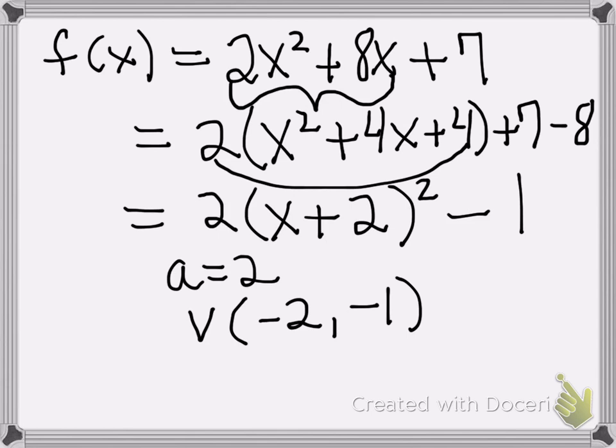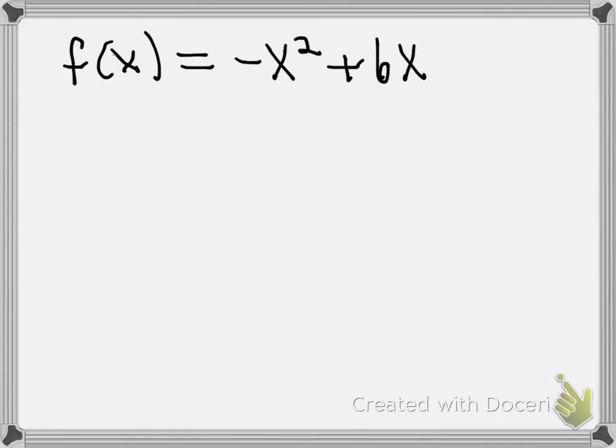Okay, so this has just been shifted left 2, down 1, and it opens up. So you can make a little sketch of it if you needed to. All right, negative 2, negative 1, and we know it's opening up, and it should be a little bit skinny because of that stretch of that 2. So there we go, and there's the equation. And we completed the square.